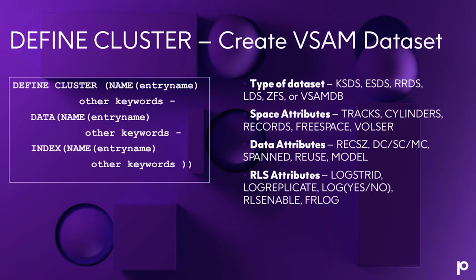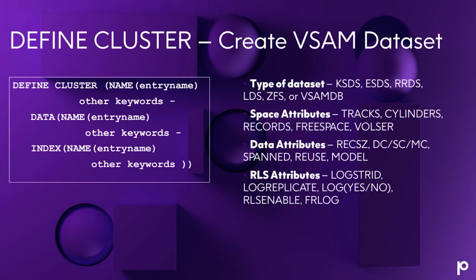So we have attributes when we do a define cluster that tell us things like what type of data set is it? Is it a key sequence data set, a relative record data set? How big is it? How many tracks? How many cylinders? How much free space? What does it look like? What are its data class and management class and storage class? Should I model it off of another data set?